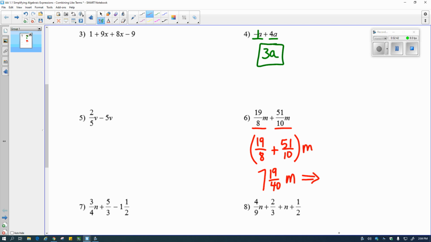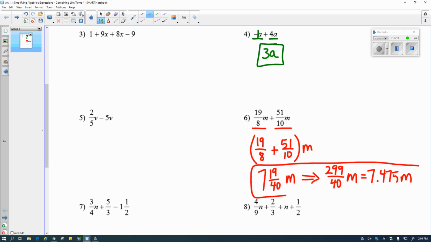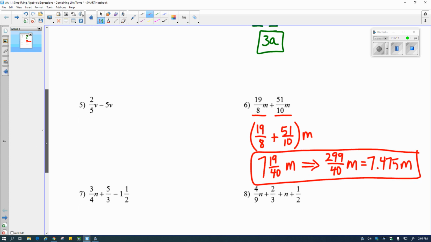But depending on your calculator, you might have one where your output comes in improper form, and if that's the case, then your answer would be 299 over 40 m, or it could even give it in decimal form. And if your calculator is in that mode, it would be 7.475 m. Okay, so all of those answers are acceptable, and it doesn't matter. It just depends on the calculator that you have, or if you're doing it by hand.